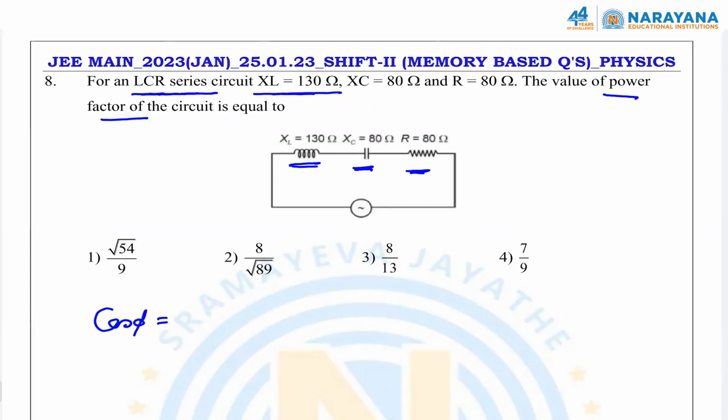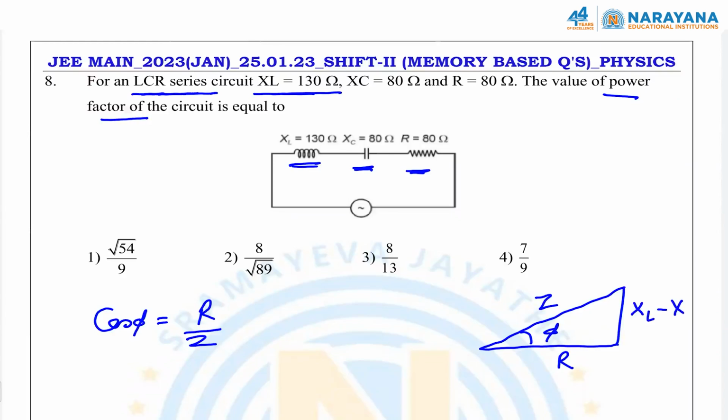Power factor is cos phi, and it is R over Z. If you don't remember this formula, remember the impedance triangle. This angle is phi, and this base is R, this is Z, and this is the reactance XL minus XC or XC minus XL, whatever could be the case. So power factor is cos phi. Why power factor is cos phi? Because power is EV, IV, cos phi. Since power consumed in a circuit depends on cos phi, so we call cos phi as the power factor.